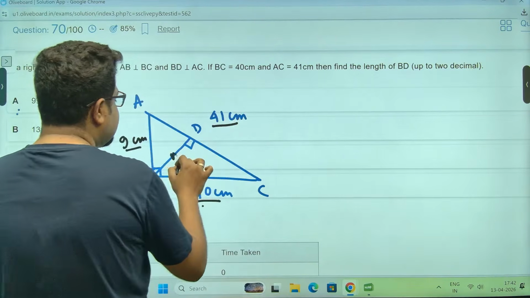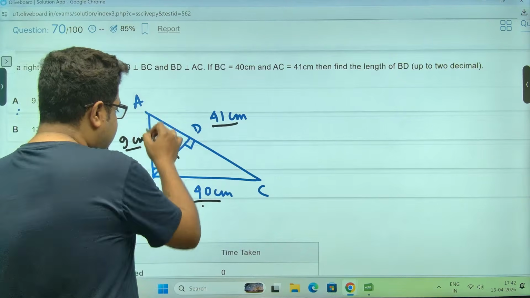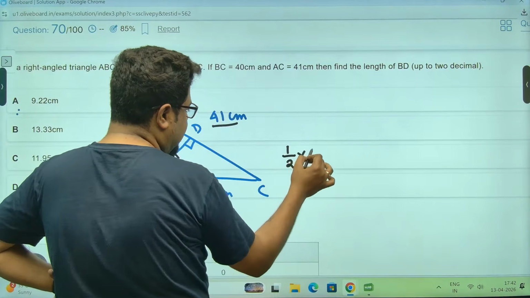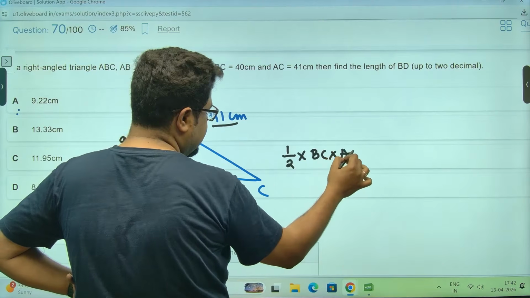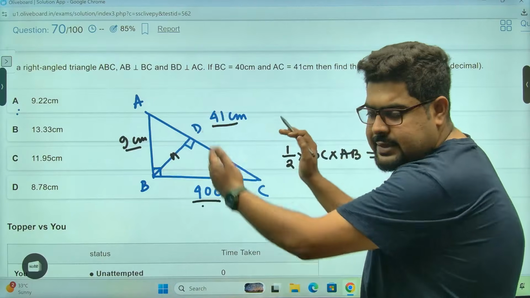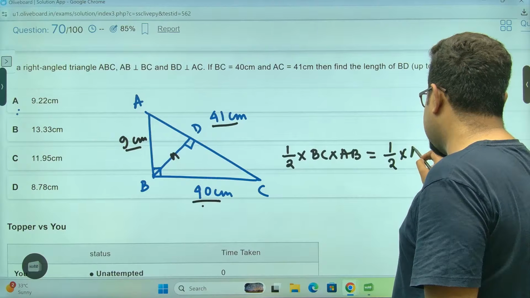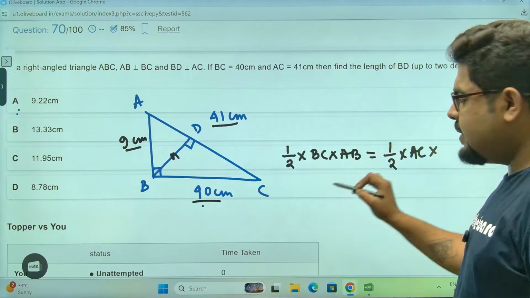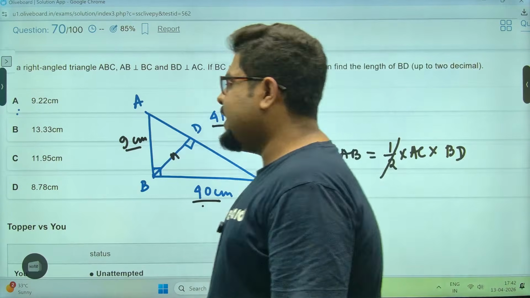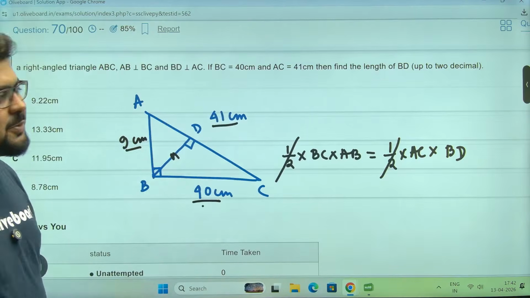They're asking BD. BD is very simple because there's a property which you can draw, taking areas. If you take BC as base, the area of the triangle will be half into base into height. Now if somebody says, I'll just turn the triangle and make AC the base, then half into base AC and height becomes BD. So this is a simple property: BC into AB is AC into BD.